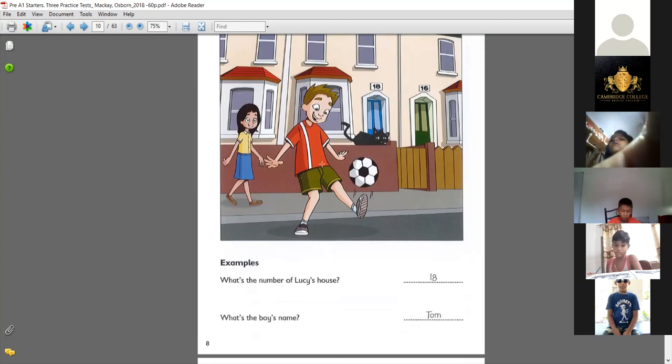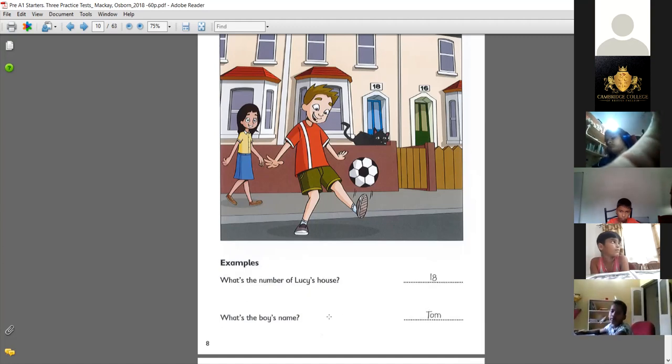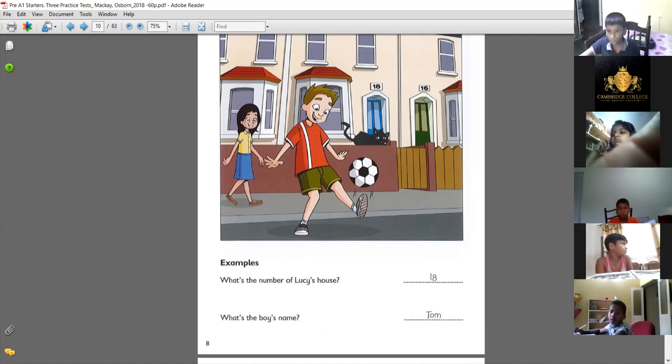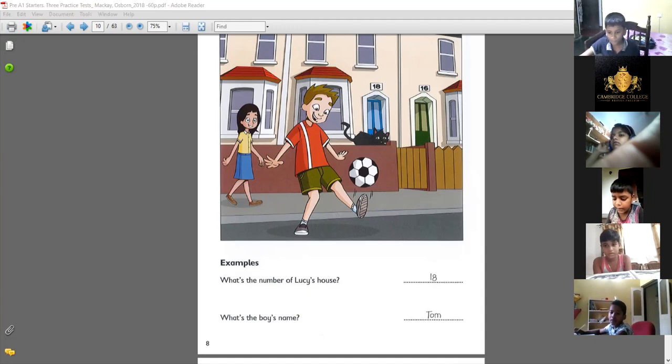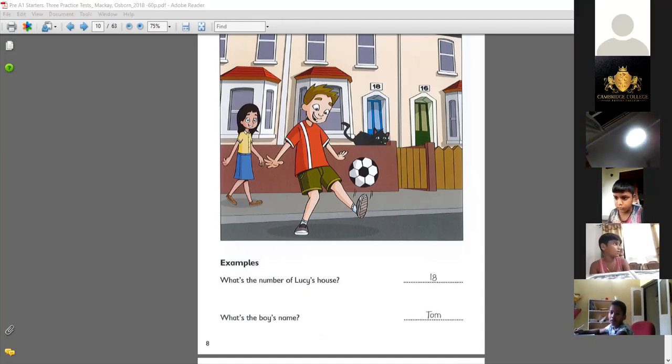First you hear the examples. What's the number of Lucy's house? 18. What's the boy's name? Tom. T-O-M. T-O-M. Tom. You need to write it. The questions are on the next page. Turn to the next page, then you can see the questions.